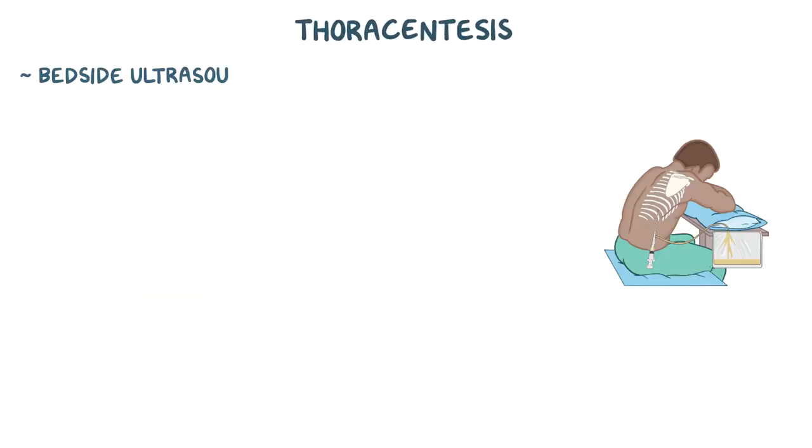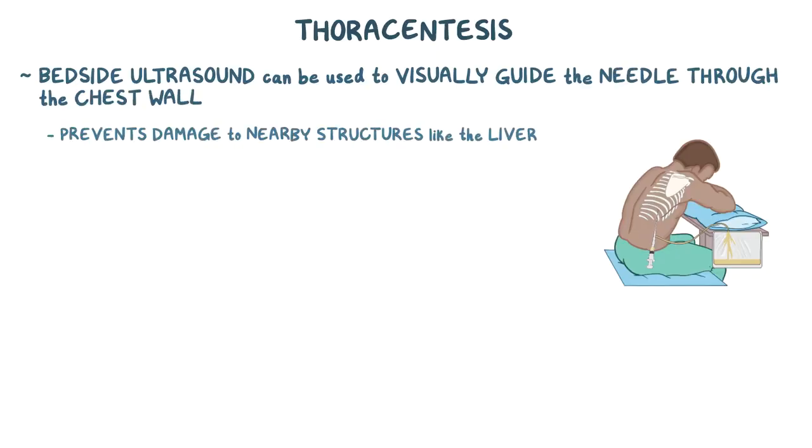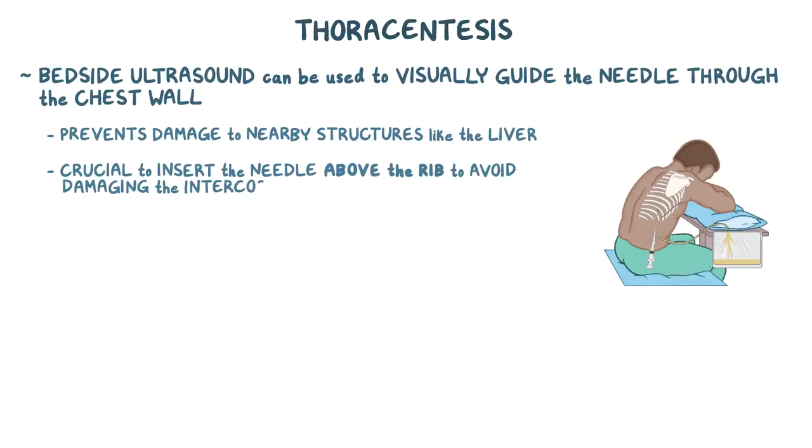The bedside ultrasound can be used to visually guide the needle through the chest wall, which prevents damage to nearby structures like the liver. Also, it's crucial to insert the needle above the rib to avoid damaging the intercostal vein, artery, and nerve, the VAN that runs at the inferior edge of the rib.